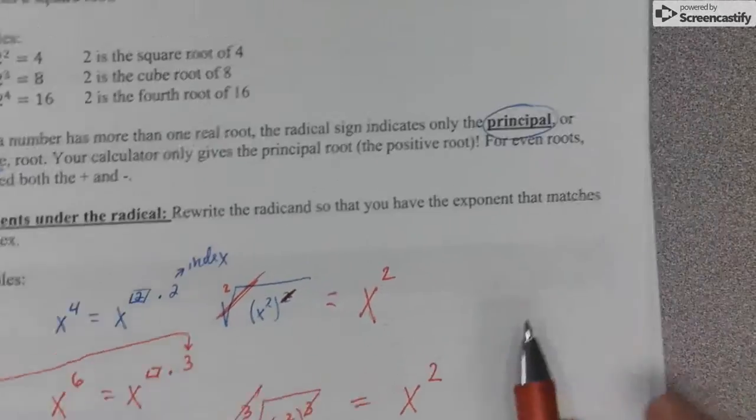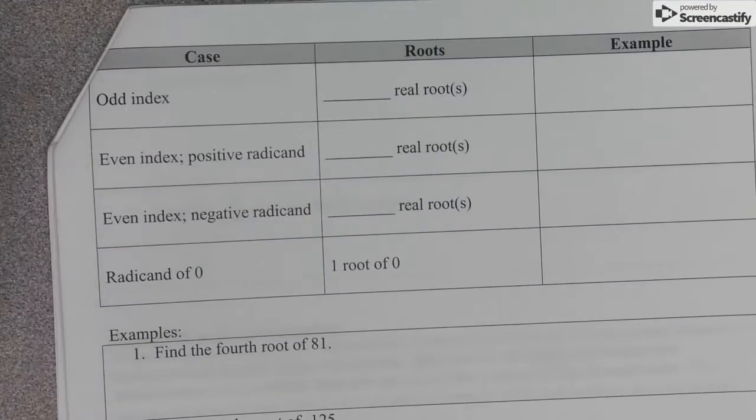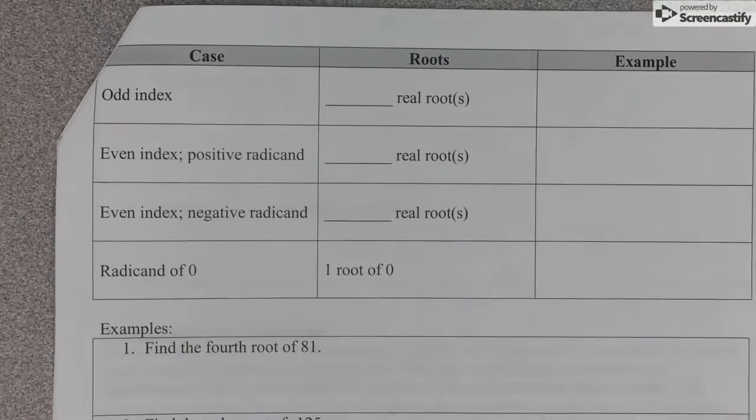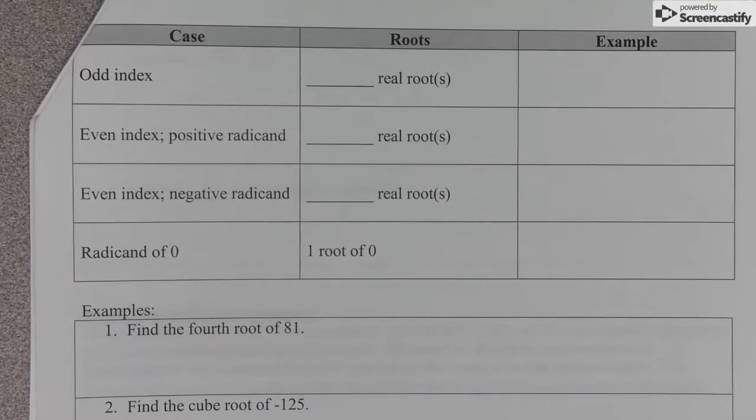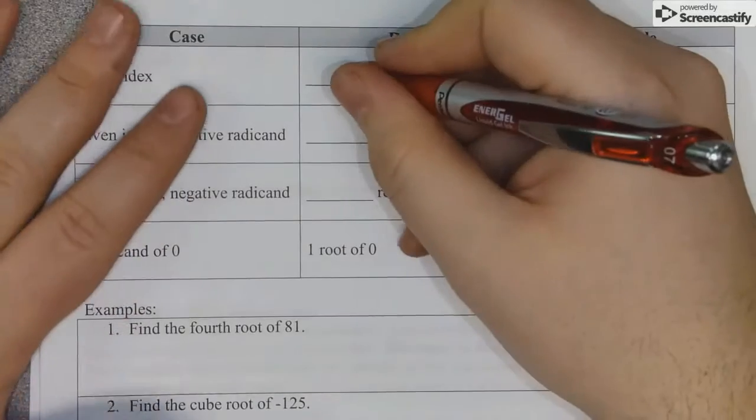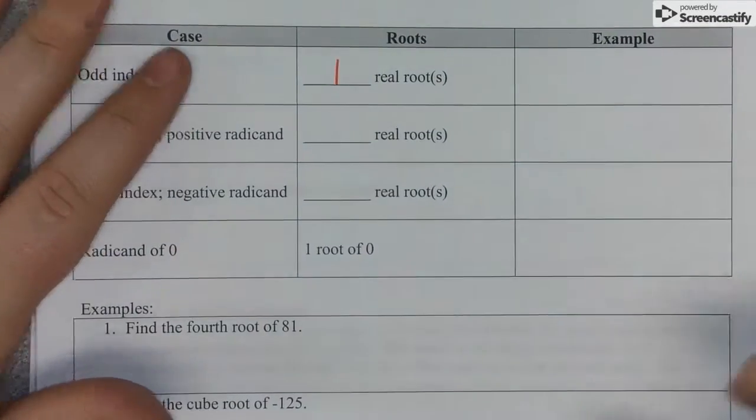So the next part are those 4 cases that I was talking to you about. Depending on your index, that will tell you how many roots you should possibly have. So if you have an odd index, you should have a total of 1 real root.